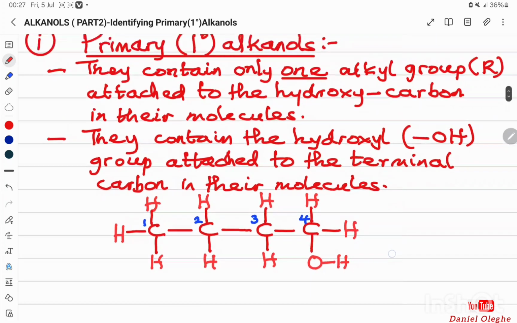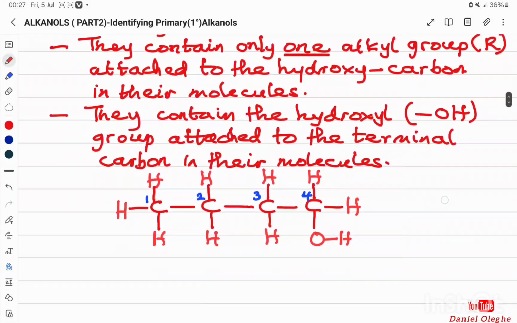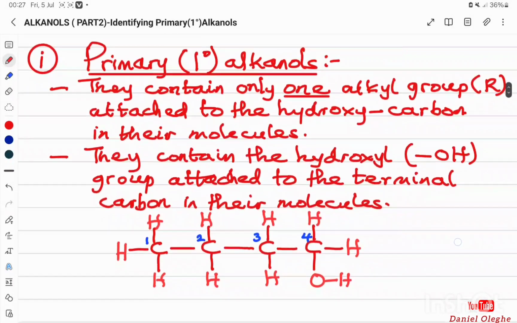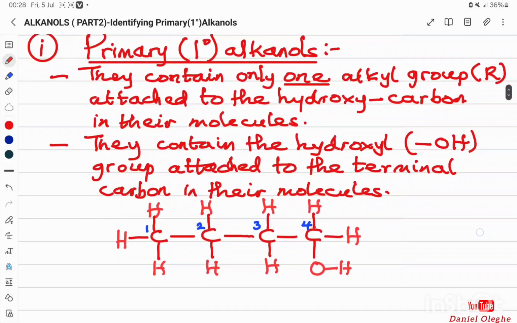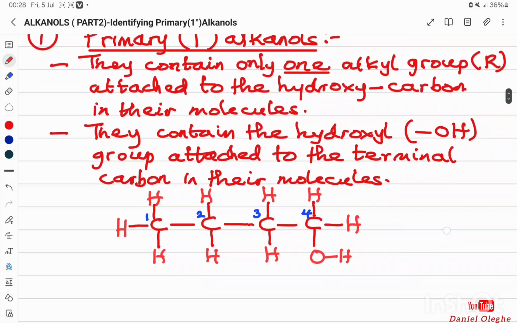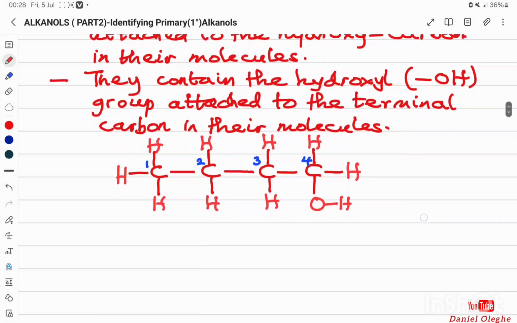The hydroxy group is on the terminal carbon, the carbon atom at the end of the chain. And like I said, the primary alkanols contain only one alkyl group attached to the hydroxy carbon. The carbon 4 is the hydroxy carbon and is also a terminal carbon.